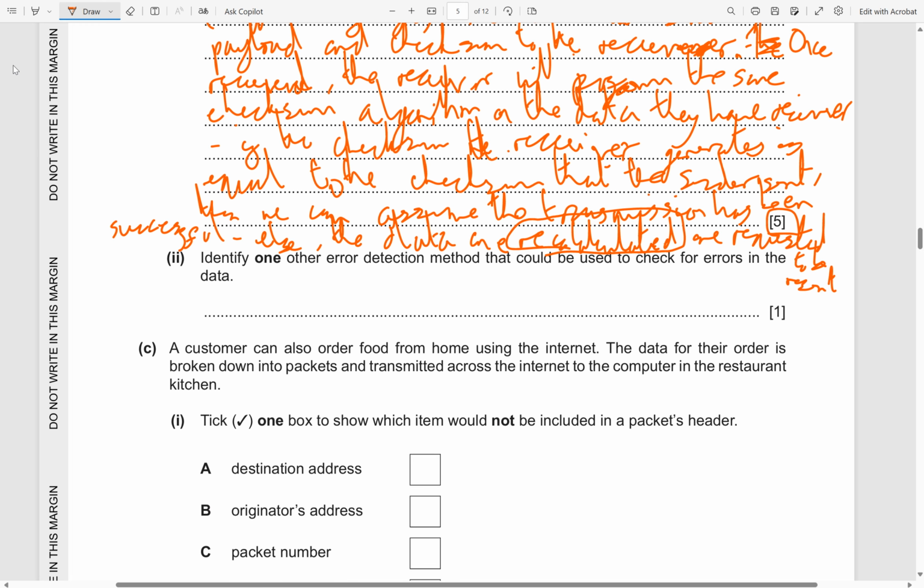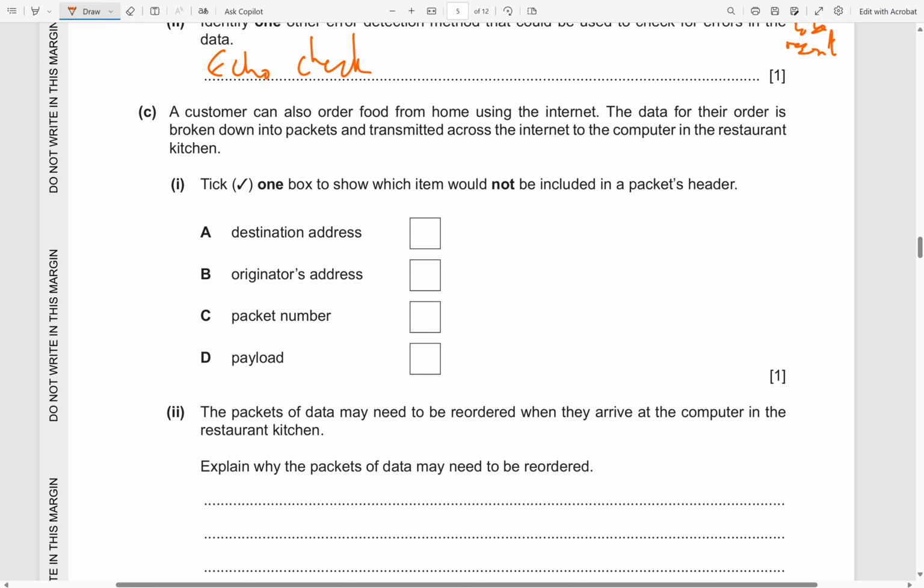And I think here we've mentioned a few of them, right? We said, well, echo check. Yeah, so I guess, well, echo check. We could say parity check, or we could say ARQ. Yeah, so automatic repeat request.